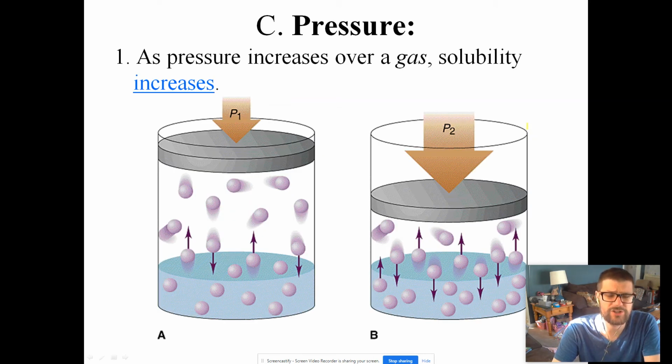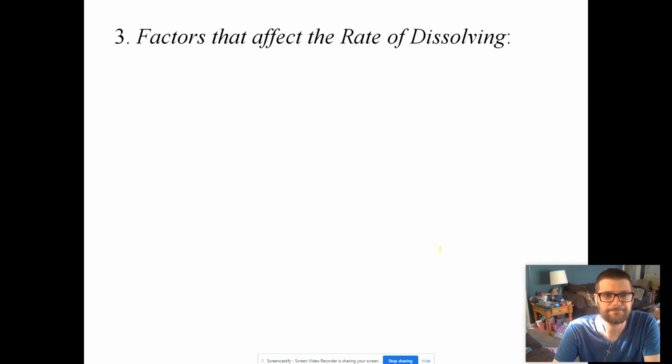You can also change the solubility of gases with pressure. By increasing the pressure, you're basically increasing the number of collisions, and so you're going to get more solubility. You're going to have more dissolving if they're smashing into each other more often.